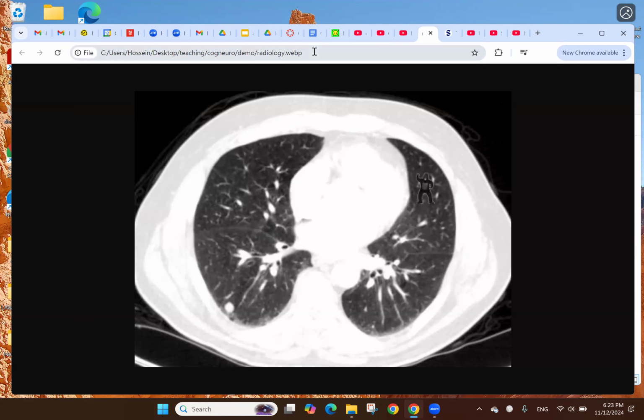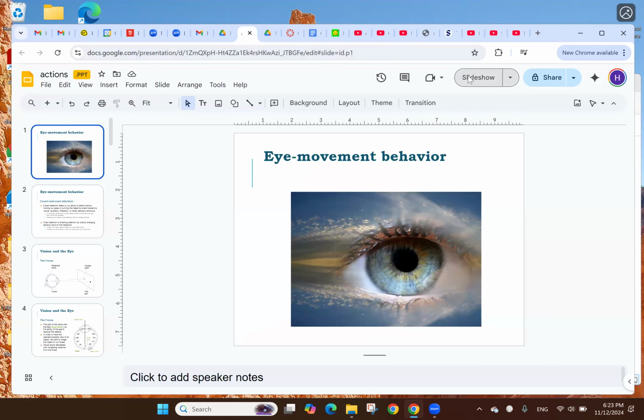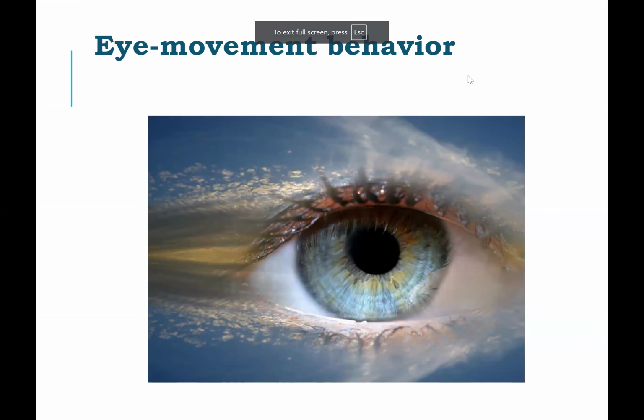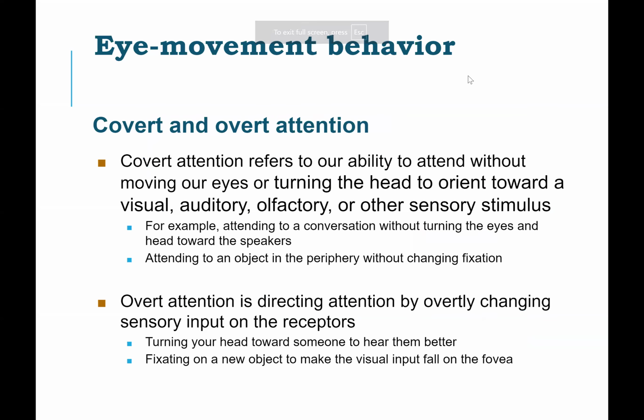All right. So, eye movement behavior. We talked a little about this last time, I think, when we were talking about covert and overt attention. In the context of the study we looked at in bias competition theory, that was covert attention.